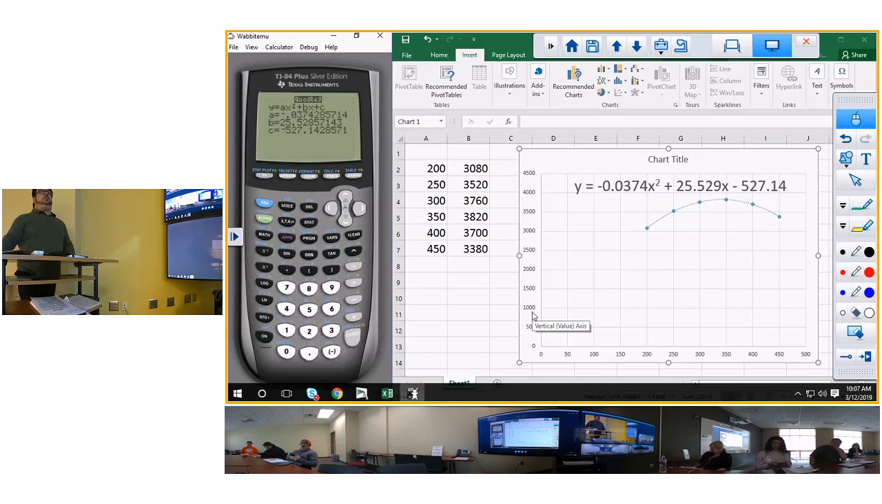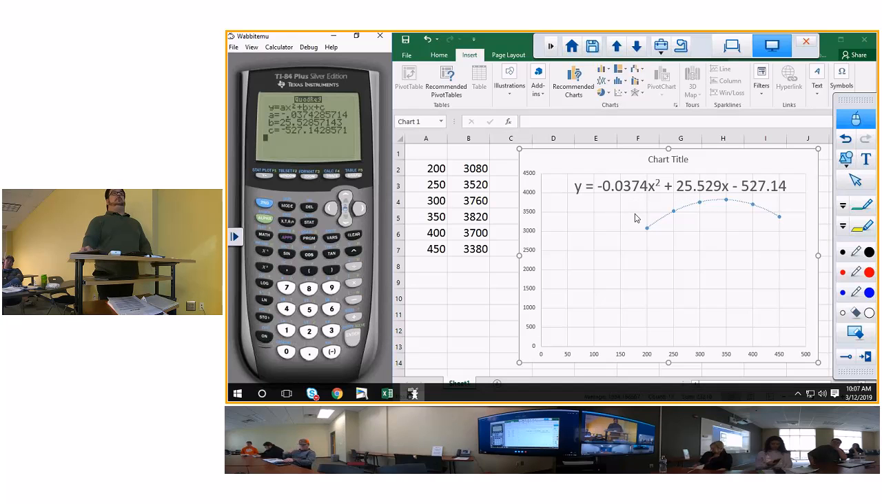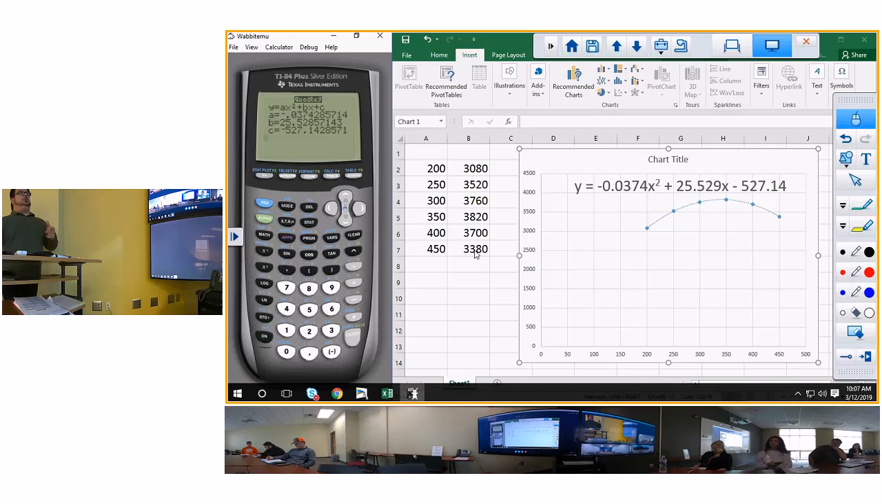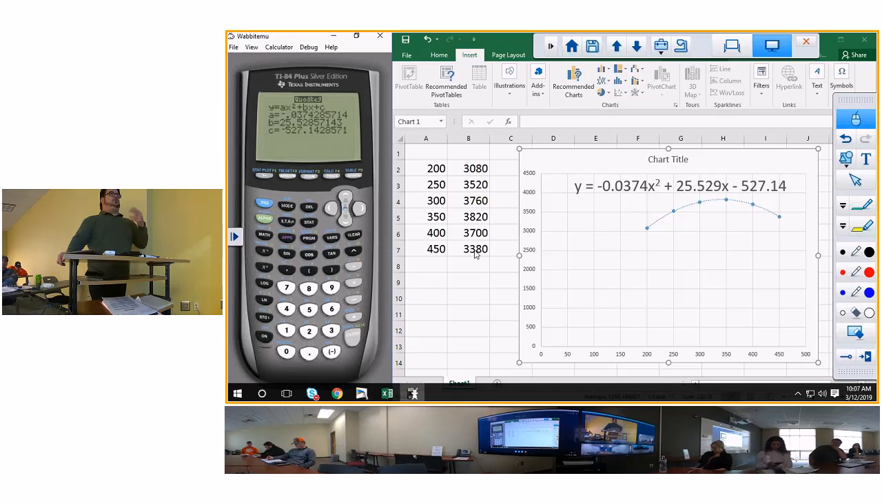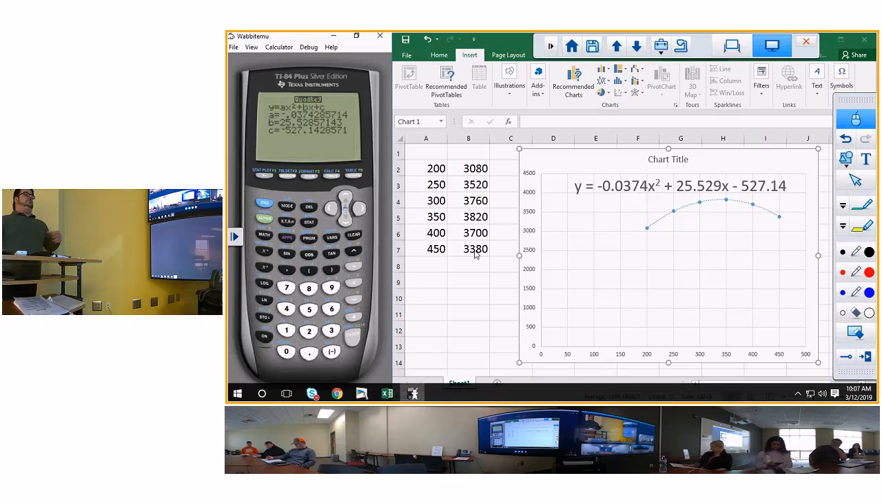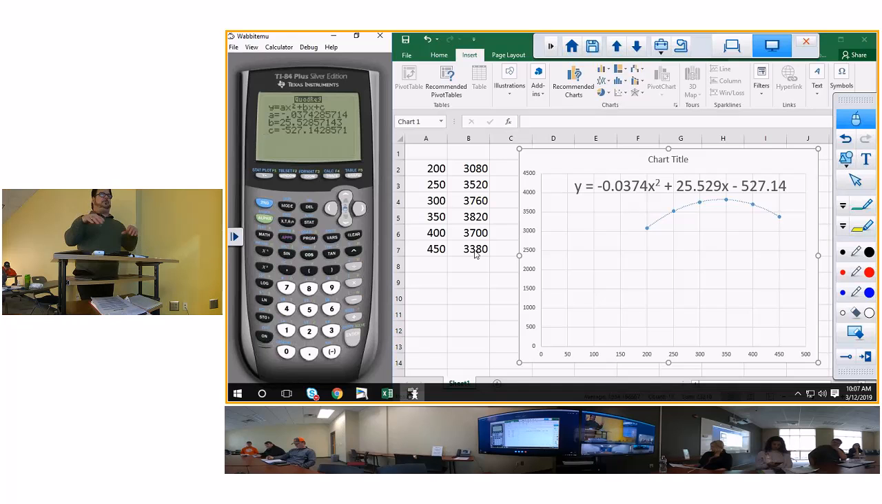A is equal to negative 0.37. There it is. Negative 0.374. 25.529. And negative 527. Now, these two things that you're using right here are very important for 230 and the rest of 130. In fact, I had to do a question for 230 because the guy that usually does 230 is retired, so I had to develop a question for some kind of bureaucracy for 230. Anyway, and it did this right here.